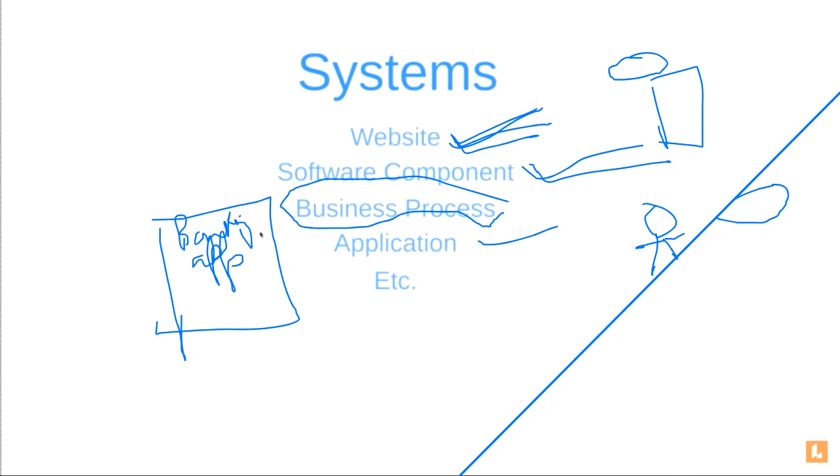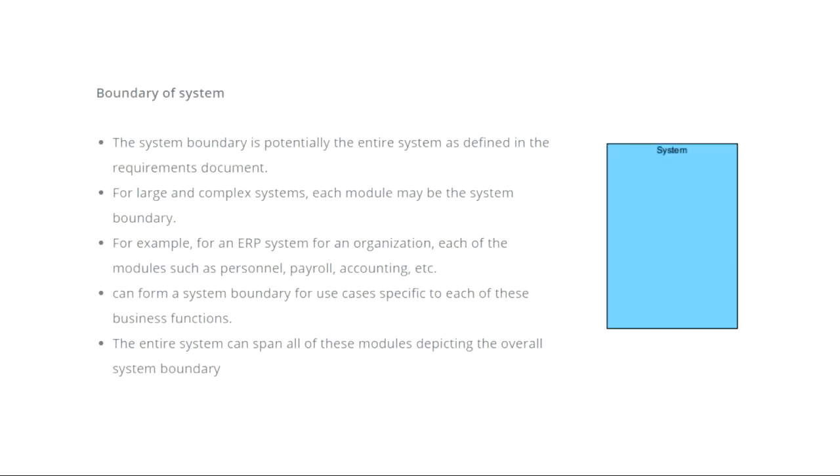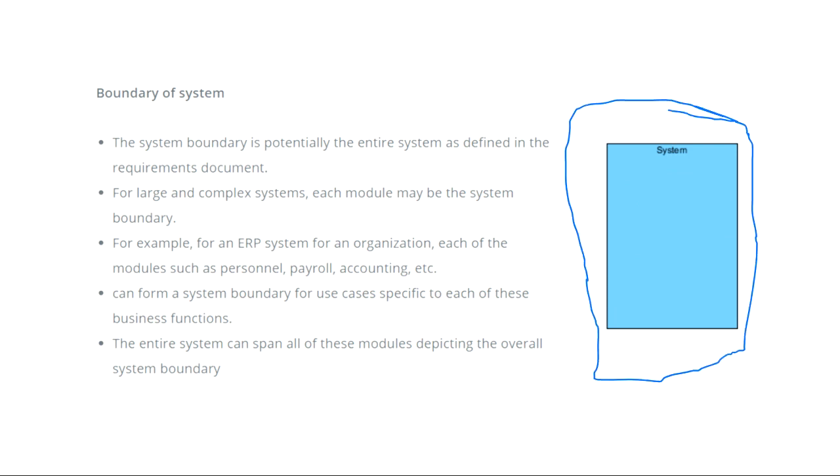Okay, so a system can be a website, a software component, a business process, an application, anything. Got it? This is how your system will be represented. It can be a small module of your whole system also.